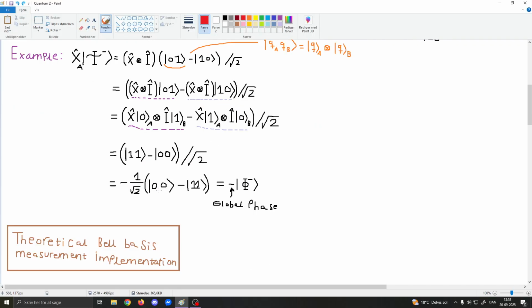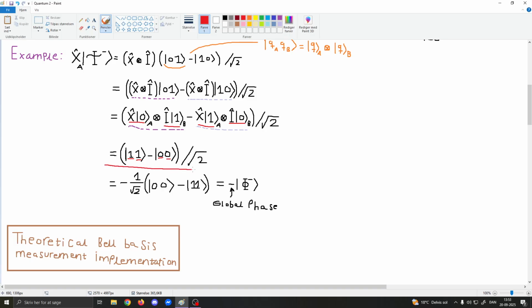Now we just evaluate. So X applied to a ket 0 becomes a 1. The identity applied to a 1 just becomes a 1. X applied to a state 1 becomes 0, and the identity applied to a ket 0 becomes 0.